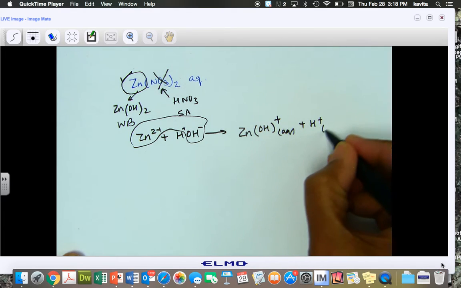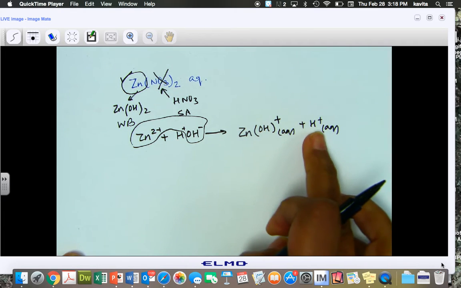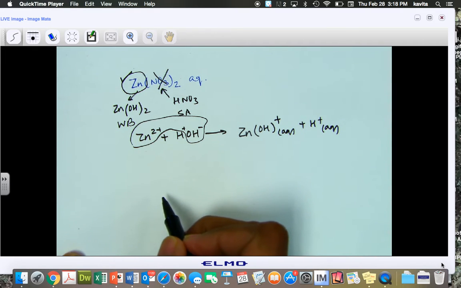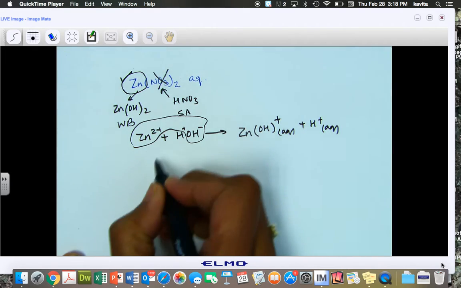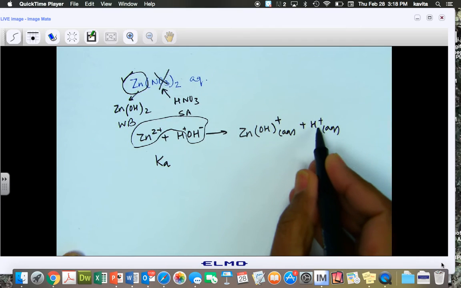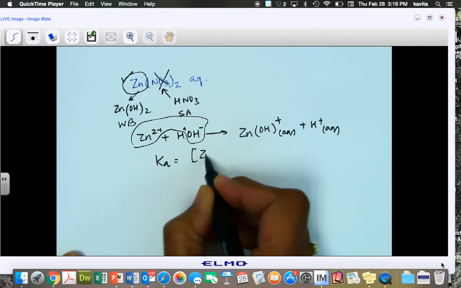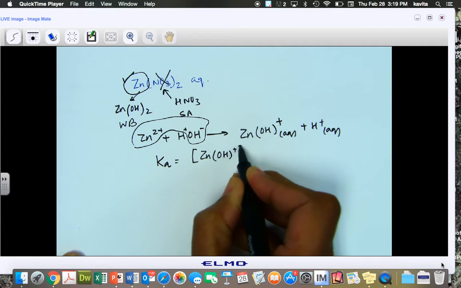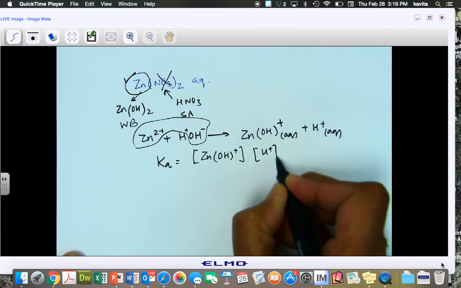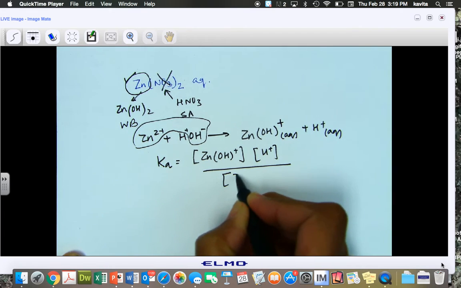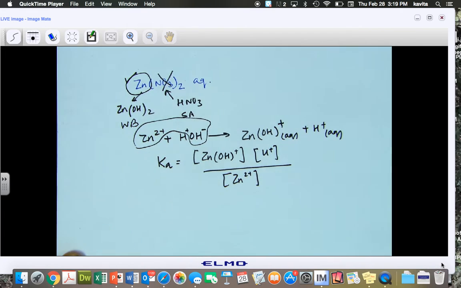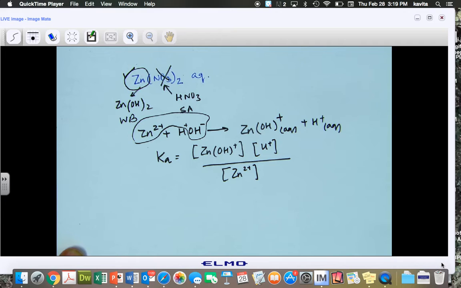Now in this case, because we are increasing H plus ion concentration, would we write a Ka or Kb? Yes, we'll write a Ka because we are adding more H plus, making it acidic. And then you write ZnOH plus times H plus over Zn2 plus. That will be my Ka expression.